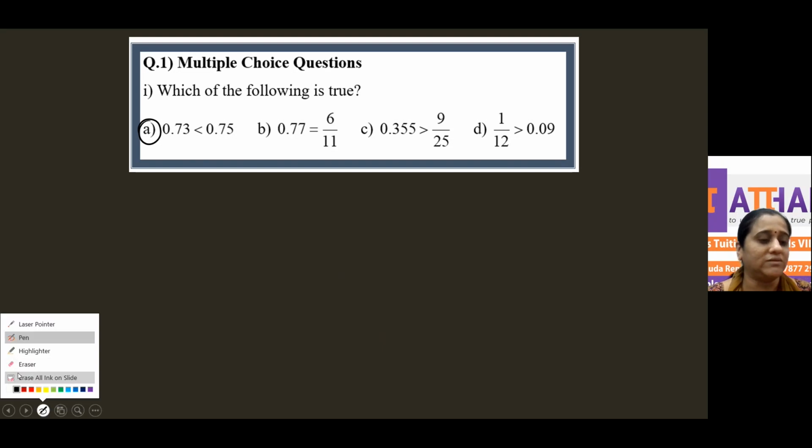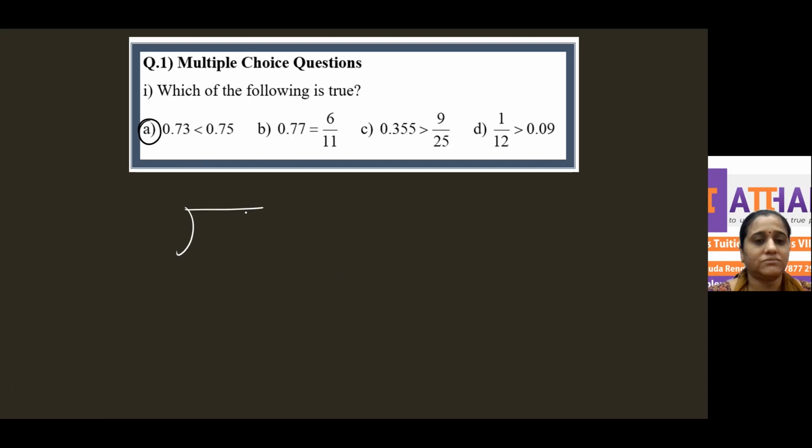So for that, you will have to divide. So how do you divide? What is given? 0.77 is equal to 6 by 11. You'll have to check if they're equal. So divide. The numerator will be the dividend, and the denominator is the divisor. The numerator will come inside, meaning that will be the dividend. The denominator is the divisor.